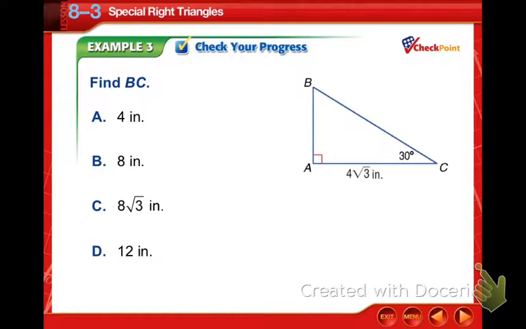So, our next example here, we have that the long leg now is given to us, and that is the 4 square root 3. 4 square root 3 is our L. We don't know our S, but that is a side. We're going to leave our S's and our H's as they are.